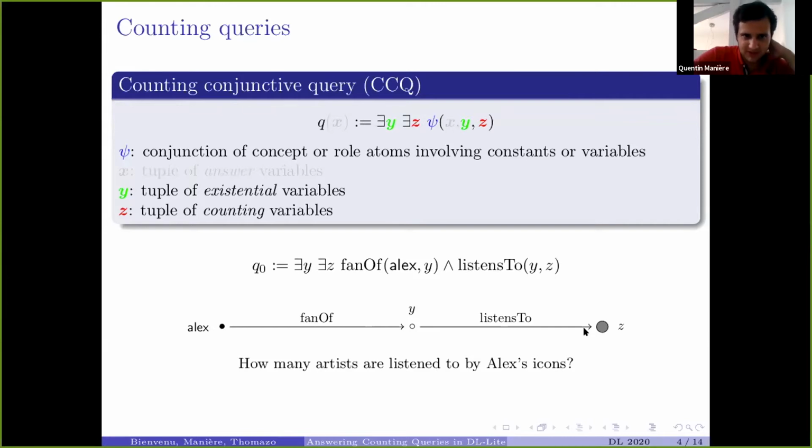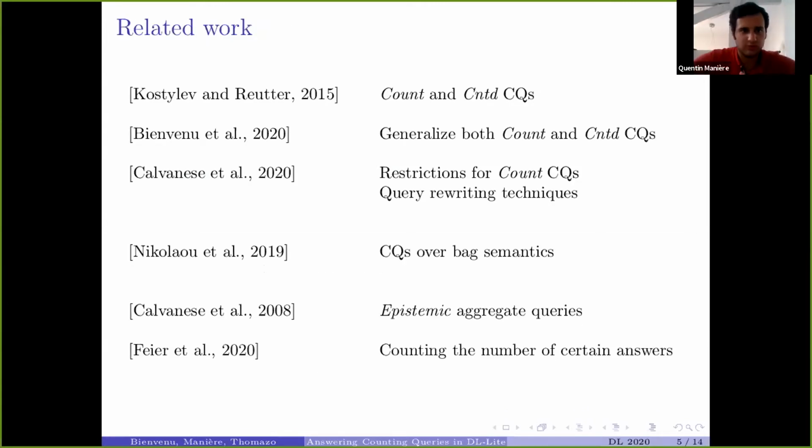Before I go further on this, let me say a really short word about the related work. Our starting point was an article by Kostylev and Reutter, which was introducing two different kinds of counting queries, namely count and count distinct. And what I already showed you is a generalization of both these kinds. One of them was also the starting point for other recent articles, which investigated some restrictions on queries and ontologies with this kind of counting queries, and also introduced some query rewriting techniques.